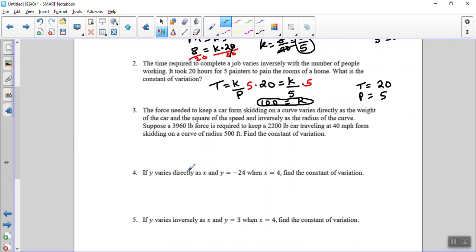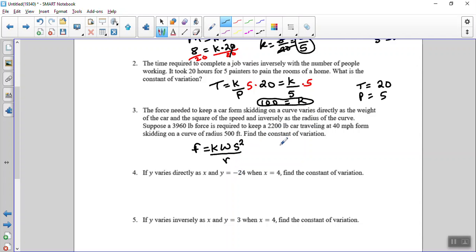I'll do one more example and then I'll have you guys practice this. It says the force needed to keep a car from skidding on a curb varies. What varies? It looks like the force varies. F equals K directly as the weight of the car, so W, and the square of the speed, so speed squared, and again inversely, so everything divided by the radius of the curve.